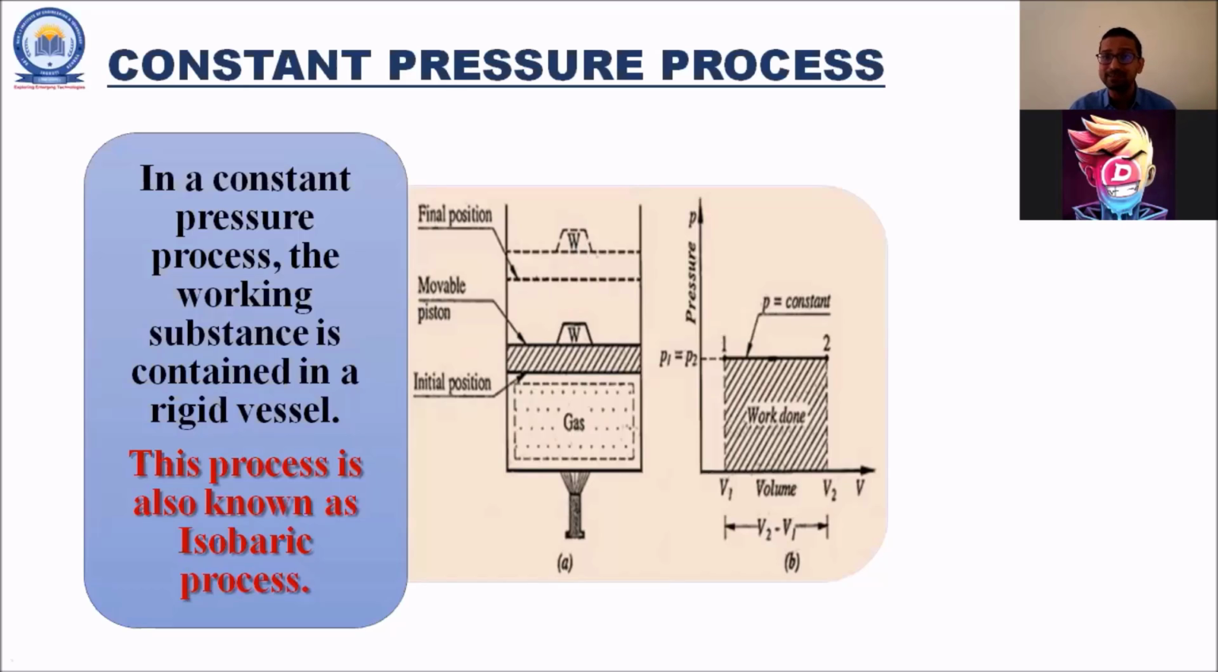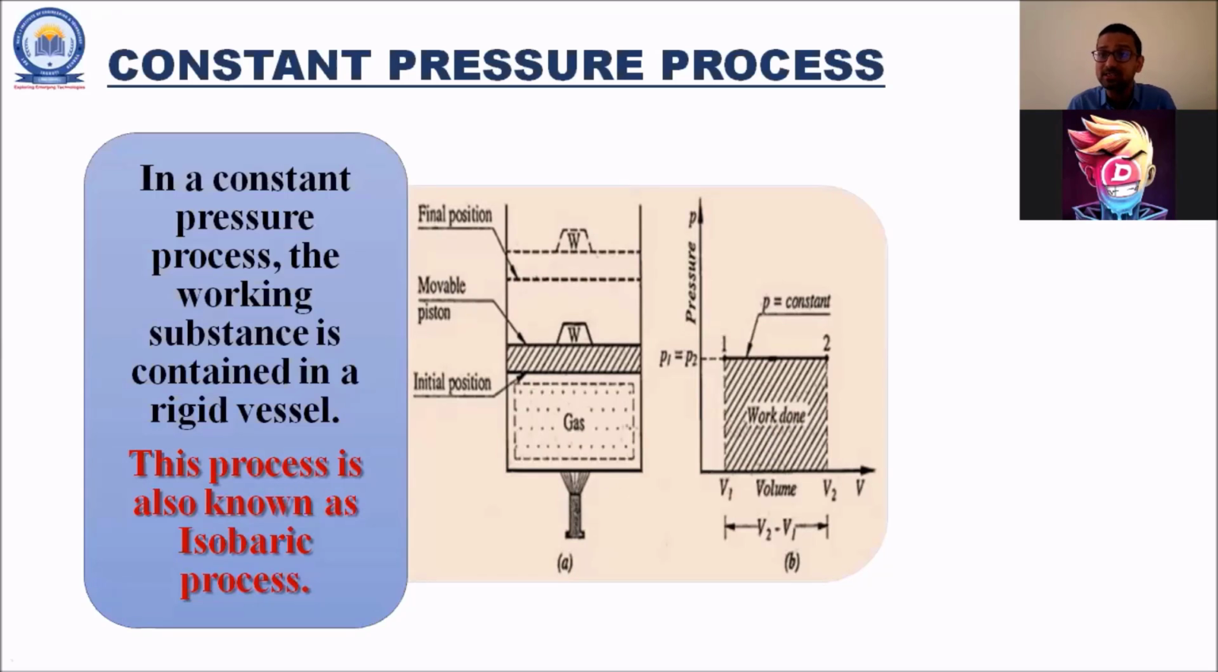Another name of the constant pressure process is the isobaric process. Remember friends, another name of constant pressure process is isobaric process. If we present this process on the PV diagram, this is the initial state 1, this is the final state 2, drawing the horizontal line, and now we are getting the area of the diagram on the x-axis or the volume axis.